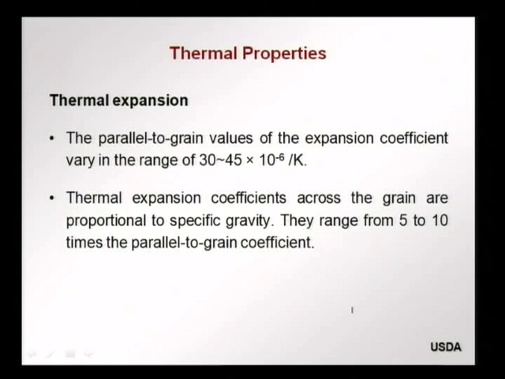In terms of thermal expansion, the thermal expansion parallel to the grain is in the range of 30 to 45 times 10 to the power of minus 6 per Kelvin. The thermal expansion coefficient across the grain, that is perpendicular to the grain, is proportional to the specific gravity. As the material becomes denser, it expands more, and it ranges from 5 to 10 times the parallel to grain coefficient. That is, across the grain, perpendicular to the grain, the expansion is much more than along the direction of the grains.